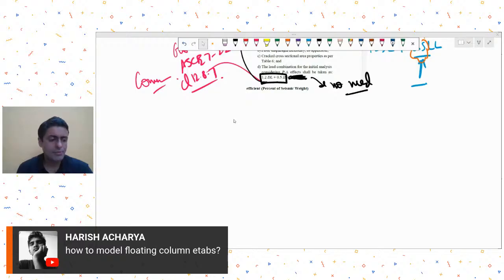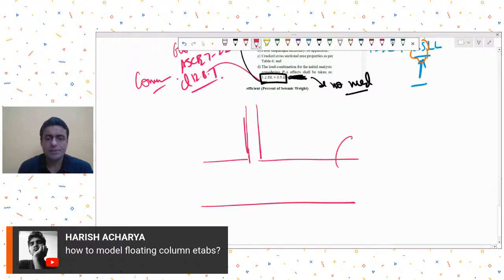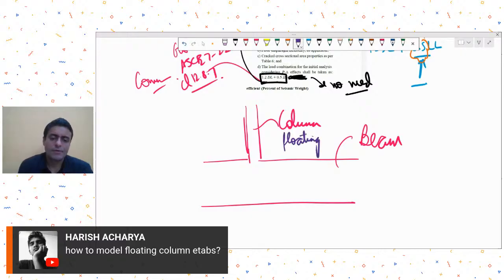How to model means you have to model as per the geometry. I think your question is regarding whether to put pin, I mean, whether to release the moments between the floating column and beam, or to consider it as a rigid junction. I think that is your question. So if this is my beam and this is column and this column is floating, what you want to ask, I guess, is the junction between this beam and column.